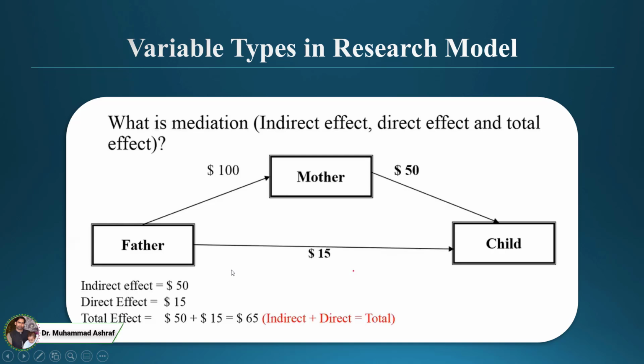So here basically the direct effect is $15, which is from father to the child, and the indirect effect is $50, which is through the mother to the child. So the father in this way gives a total amount of $15 directly to the child and $50 indirectly through the mother. So here we can identify the indirect effect is $50 and the direct effect is $15, and the total effect is the sum of the 50 and the 15. So you can say that the indirect plus direct is the total effect.